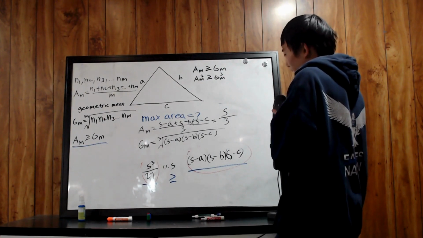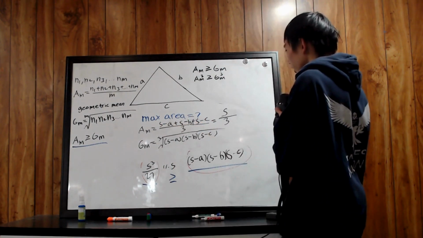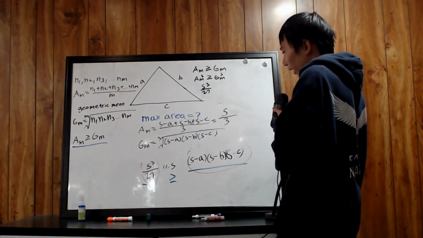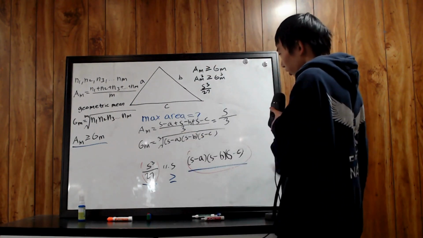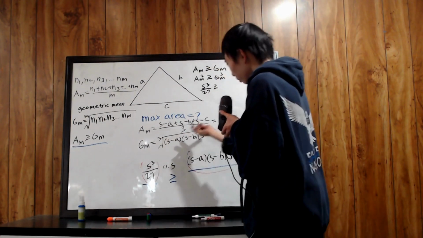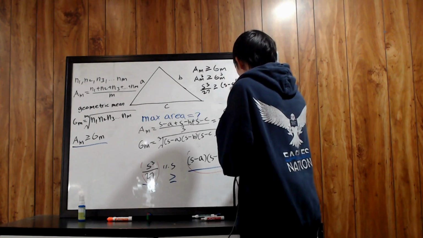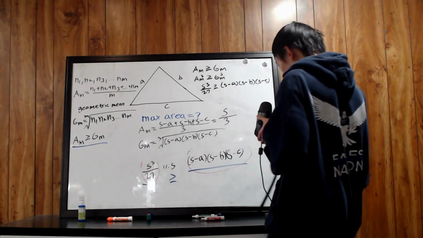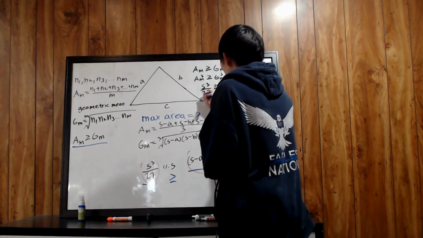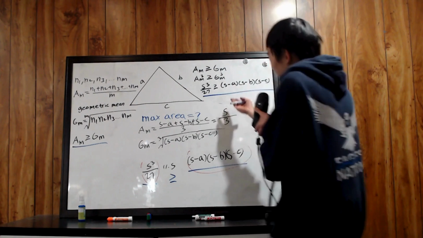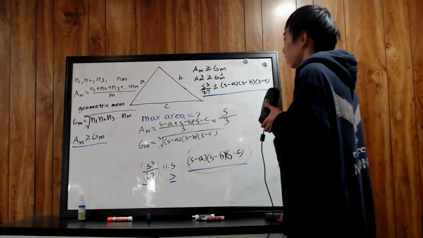So then, what is the arithmetic mean cubed? It's s cubed over 27, right? And the geometric mean, what's its cube? It's just that without the cube root, right? So that's just s minus a times s minus b times s minus c. So notice that what we just did is we proved that s cubed over 27 is always going to be greater or equal to s minus a times s minus b times s minus c.